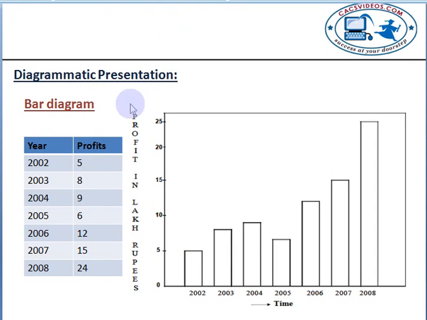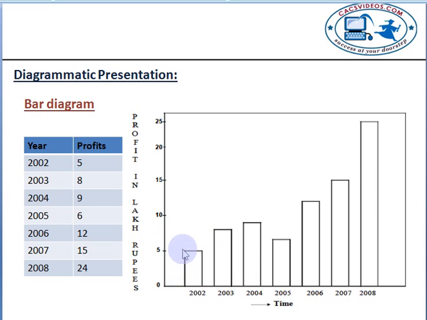Another way of data presentation method is called bar diagram. Here the same data is presented in the form of bars. See here we have taken x-axis and y-axis. On the x-axis we have different timelines from 2002 till 2008, and on the y-axis we have profits in lakhs of rupees. So in 2002 the profit made by that company was 5. In 2003 the profit made by that company was 8. In 2004 the profit made by that company was 9.